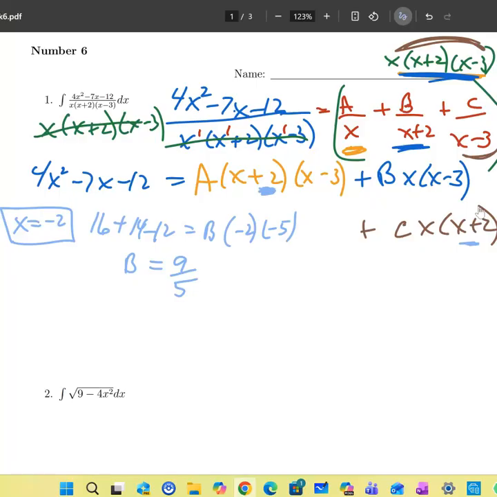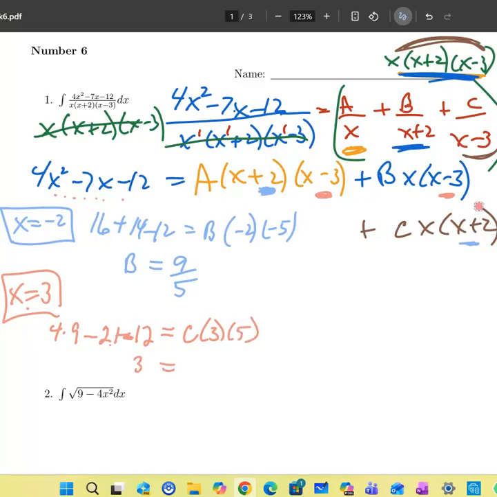So what's another number we can plug in that's going to be nice? I'm going to choose x equals 3. So let's plug in x equals 3. So if I plug in x equals 3 on this side, we would just get 4 times 9 minus 21 minus 12. Oops, it's a minus 12. And on this side over here, I would have c times 3 times 5. So this would give me a 3 is equal to 15c. So c is equal to 1/5.